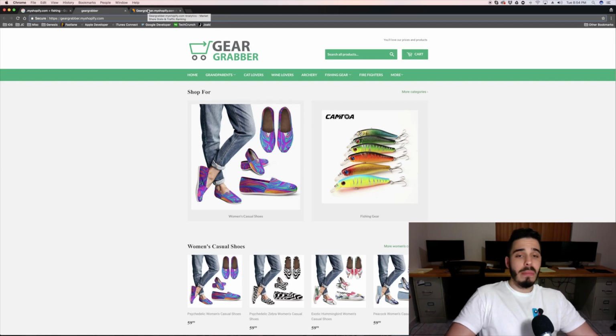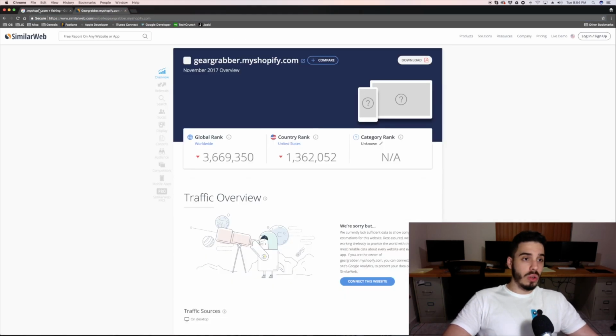And maybe it is, right? Maybe it is, but the traffic is not there, which means that this is not a very, very good e-commerce store, and we do not want to grab products from stores that we don't really have an idea as to whether they're doing good or not. So let's go ahead and let's keep looking.